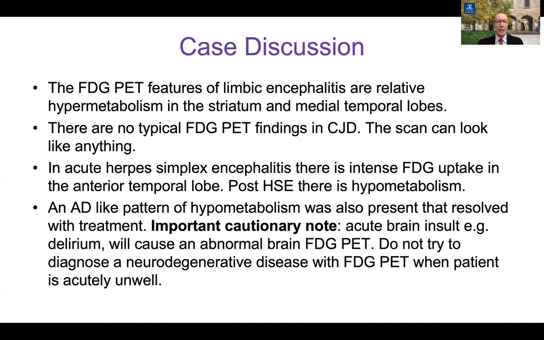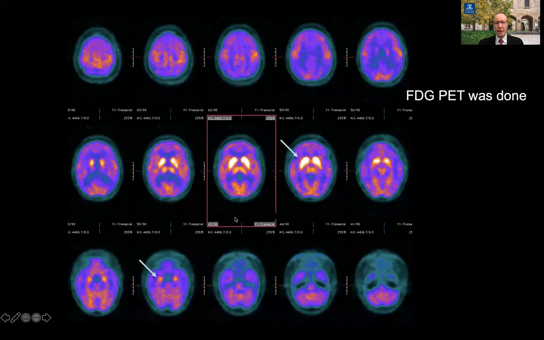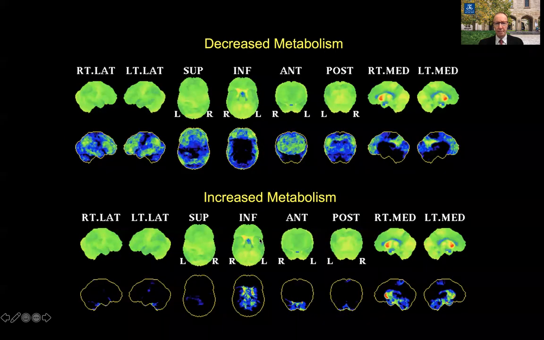Well, this is more of a case discussion, but it's got the answers in it. So this FDG PET shows the features of limbic encephalitis with relative hypermetabolism in the striatum and medial temporal lobes. Let's go back and look at that. So the arrows are pointing to this. Note how bright the striatum, that's caudate nucleus and putamen, is compared to the cortex. And also we have hypermetabolism in the medial temporal lobes. A very unusual finding.